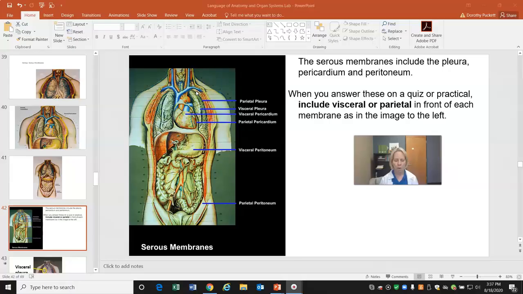Now, this term parietal is referring to lining a cavity. So if you took a drawer and you put paper in it to line that drawer, that's what we are referring to as the parietal layer.